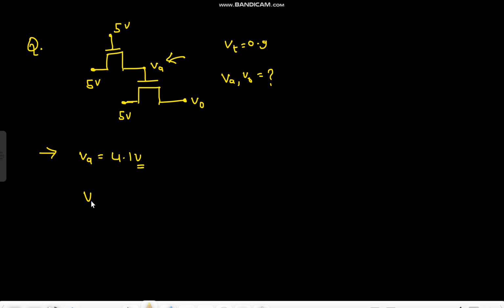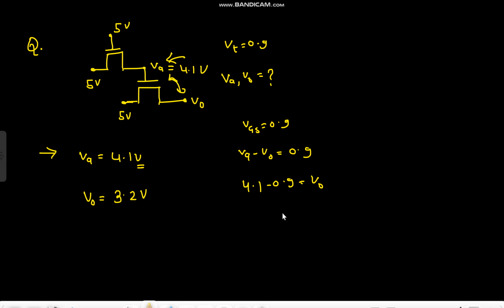Now here, what will be the V naught value? The V naught value will be 3.2 volt, because this is 4.1 volts, and this value can go up to 0.9. VGS value can go up to 0.9. So VA minus V naught can go up to 0.9. So 4.1 minus 0.9 equals V naught. So V naught would be 3.2 volt.